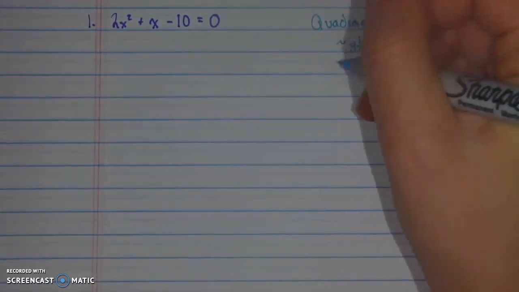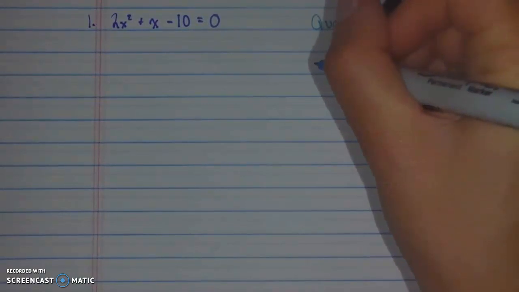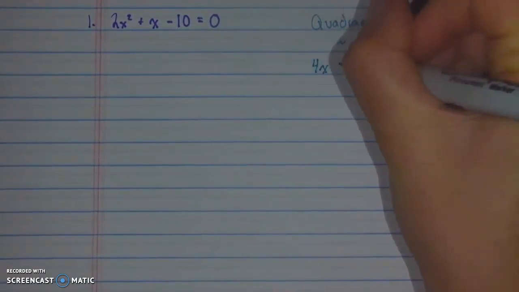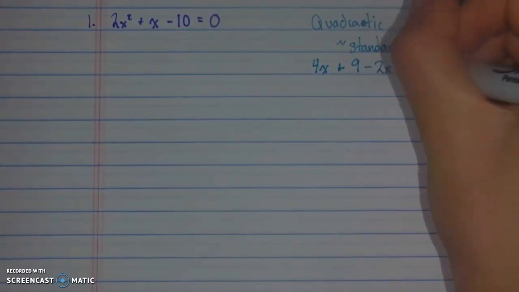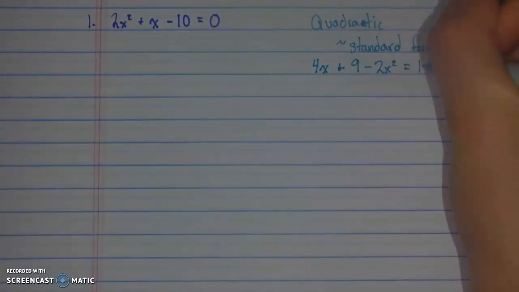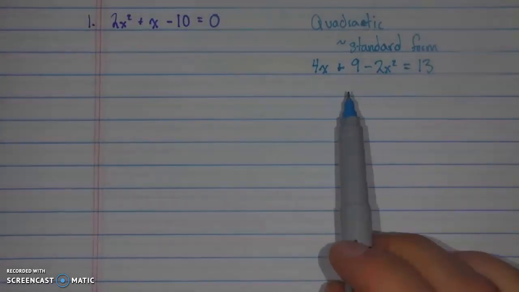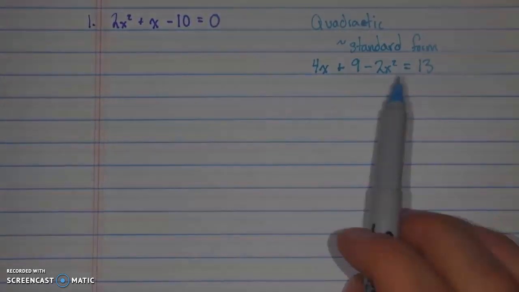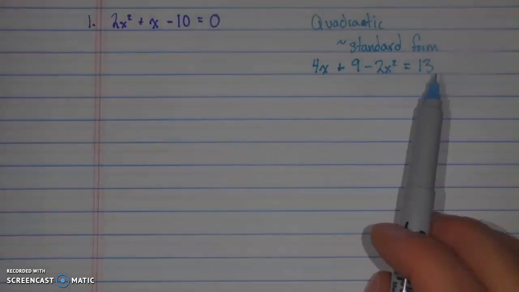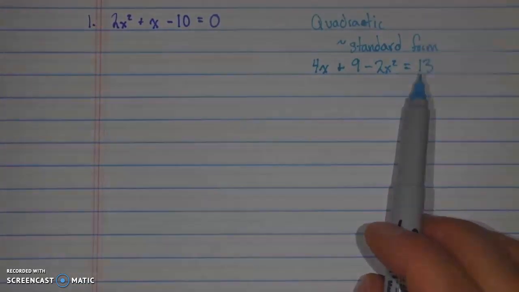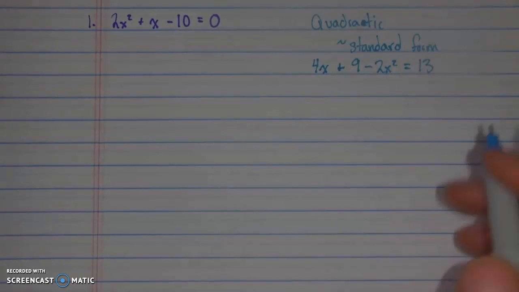Now, if you're looking at something like this, and I'm just going to give you a jumbled one, let's say we have 4x plus 9 minus 2x squared is equal to 13. I want to be able to get this into standard form, so I'm going to do that real quick by writing this in descending order. And we're also going to want to get a 0 over here if possible.